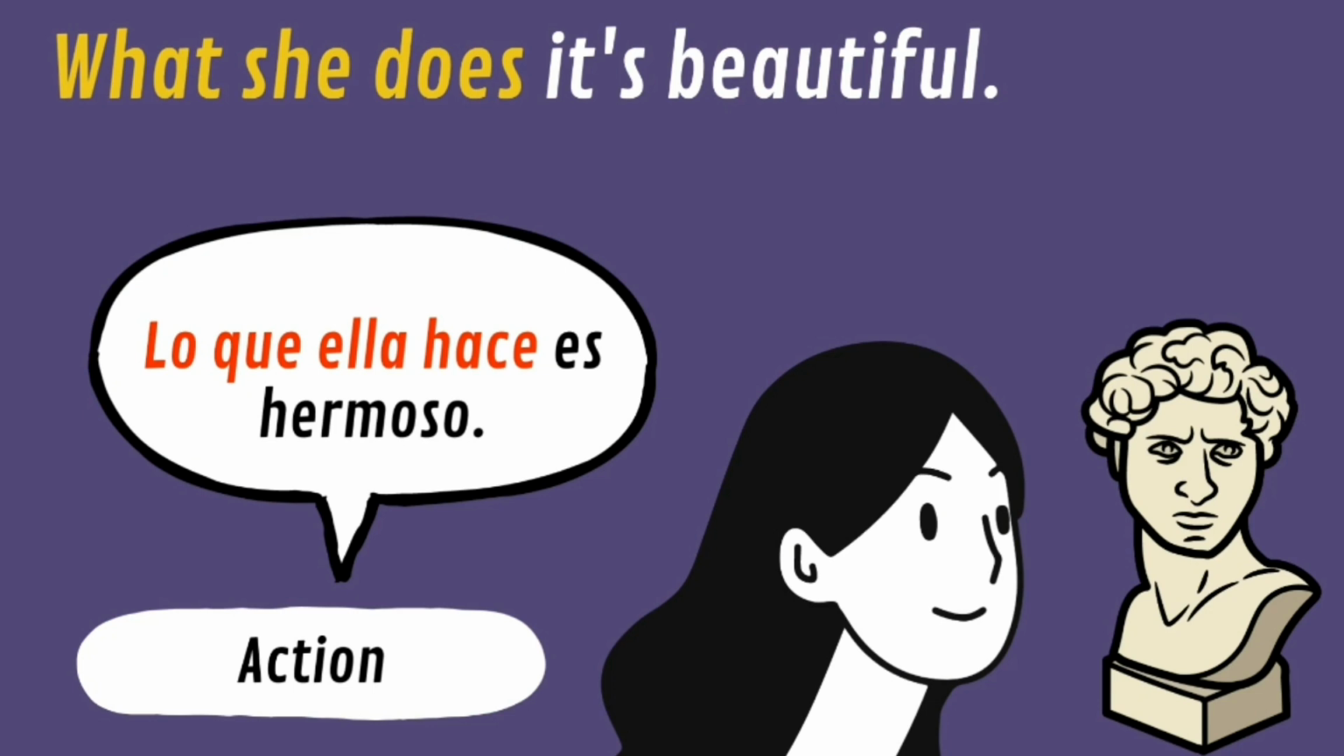Here we have this sentence. What she does, it's beautiful, okay? Here we are describing an action. What she does, in this case, sculpting. She is sculpting and that is an action. So if you are expressing an action, also this word what in Spanish is going to be lo que. What she does, lo que ella hace, okay, action, it's beautiful, es hermoso. What she does is beautiful. Lo que ella hace es hermoso.